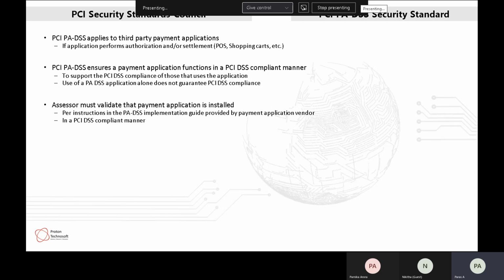Similarly, if we transact over Razorpay, or let's say we purchase something from a website and that website takes us to a Razorpay website, then Razorpay, where we are entering the card data, has to be compliant with the PADSS security standard.